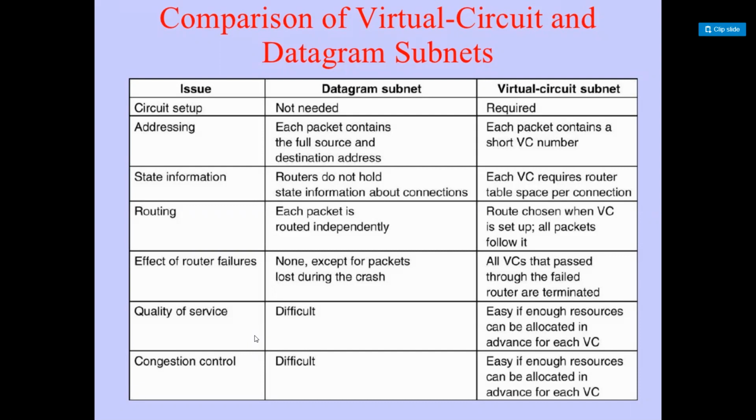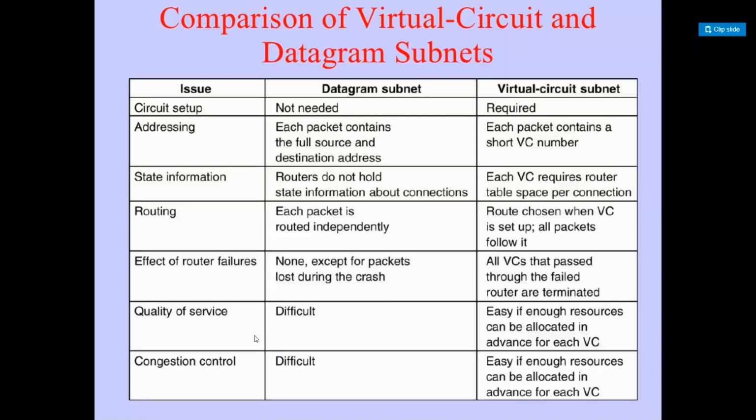Now the second one is addressing. In datagram subnet, we need addresses. We are transmitting the packets, right? Every packet contains the source address as well as the destination address in its header field. Coming to the virtual circuit, we don't need the complete address. What we need is a virtual circuit number, as I showed you in the previous slide, 1, 2 like that. Every packet will have a virtual circuit number.